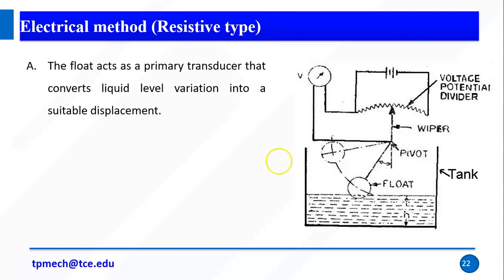We have a float, and the float acts as a primary transducer. A transducer is a device which converts one form of energy to another form of energy. This float converts the liquid level variation into a suitable displacement of the vapor. We have a pivot or a central point, and at the pivot there are two connections: one is the float, the other is the vapor. The float is made in a variety of shapes. What is inside the float? Air.